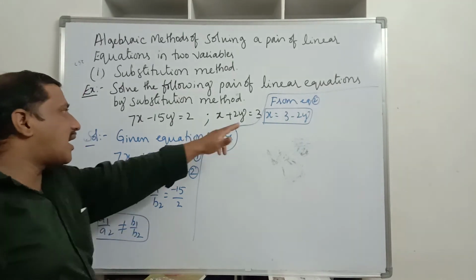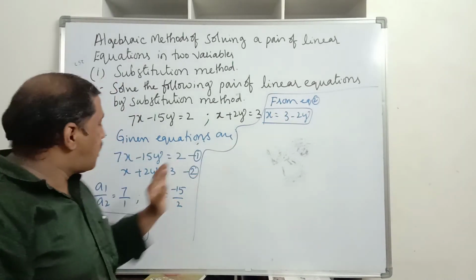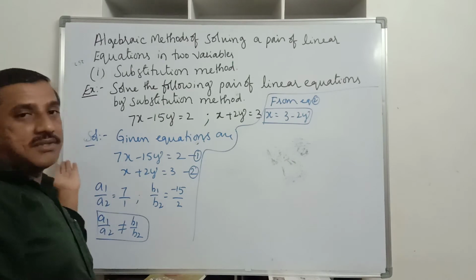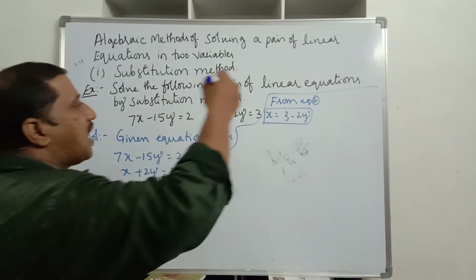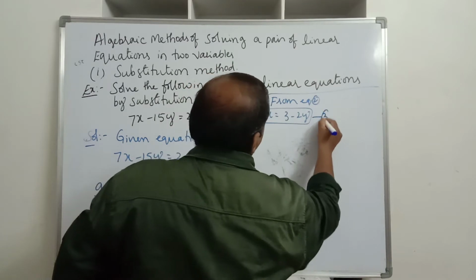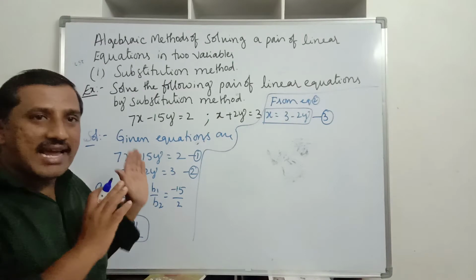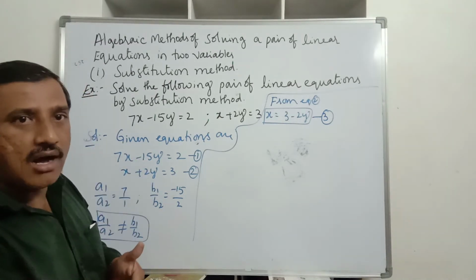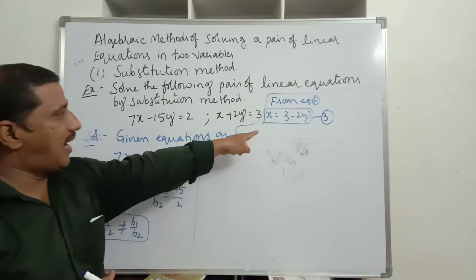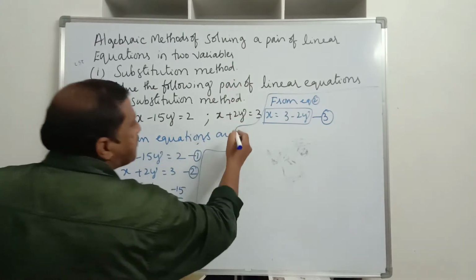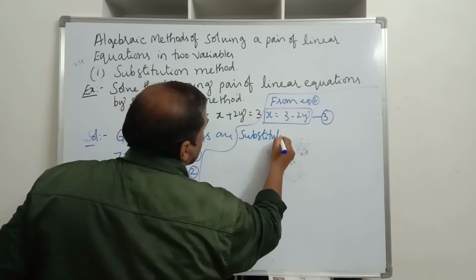Now here I wrote the equation with x in terms of y. Similarly, you can take y in terms of x also, and you can get the answer that way too. Now take this as equation number 3. First step is, from any one of the equations, write x in terms of y or y in terms of x. Then substitute equation 3. That is why this method is called substitution method.